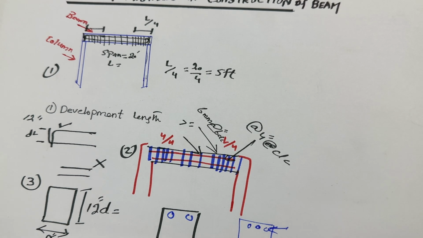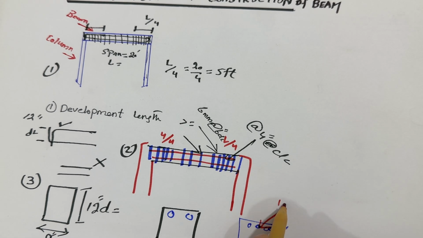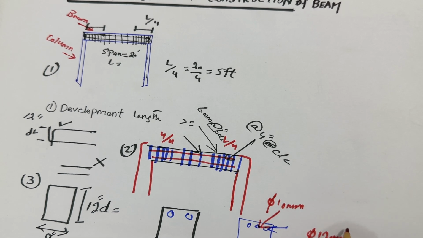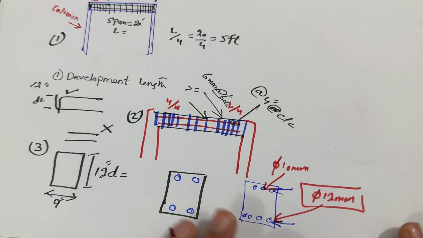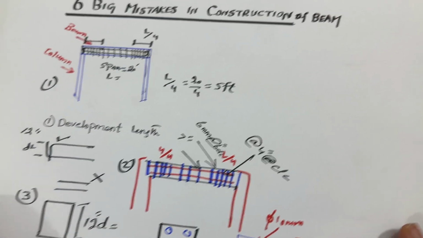Next, remember, there is another big mistake. Normally people use 10 millimeter diameter steel rod here. Don't use 10 millimeter. Use a minimum of 12 millimeter at the bottom. Also at the top you should provide a minimum of 12 millimeter diameter steel rod, which is very important for you to know.